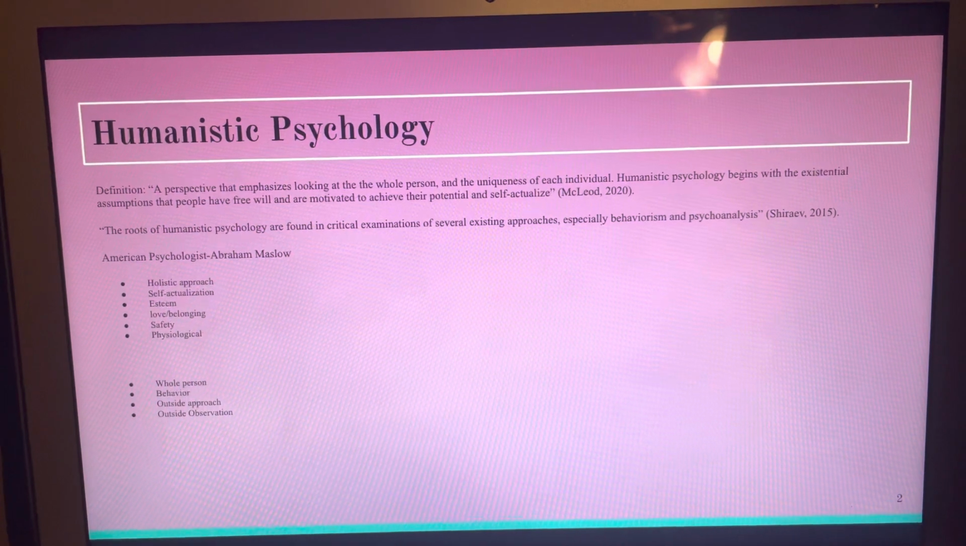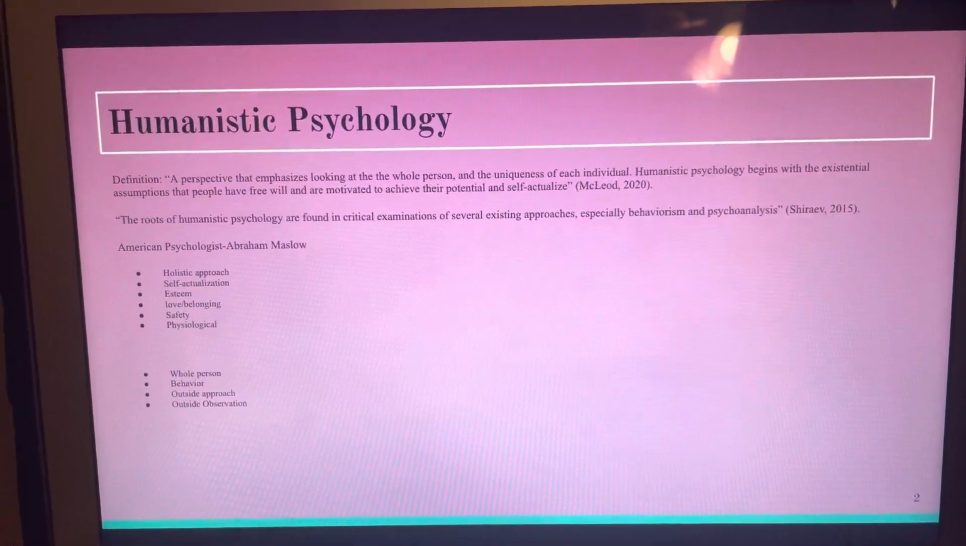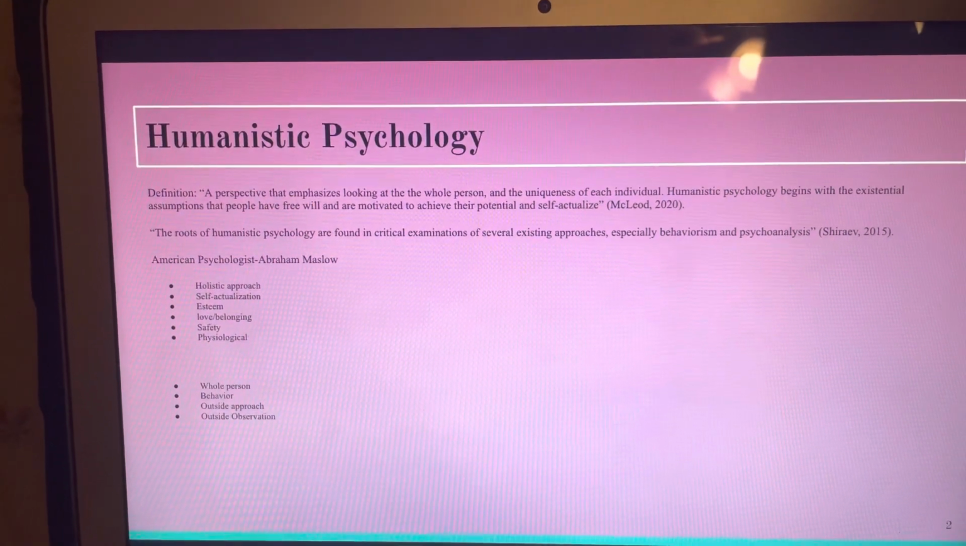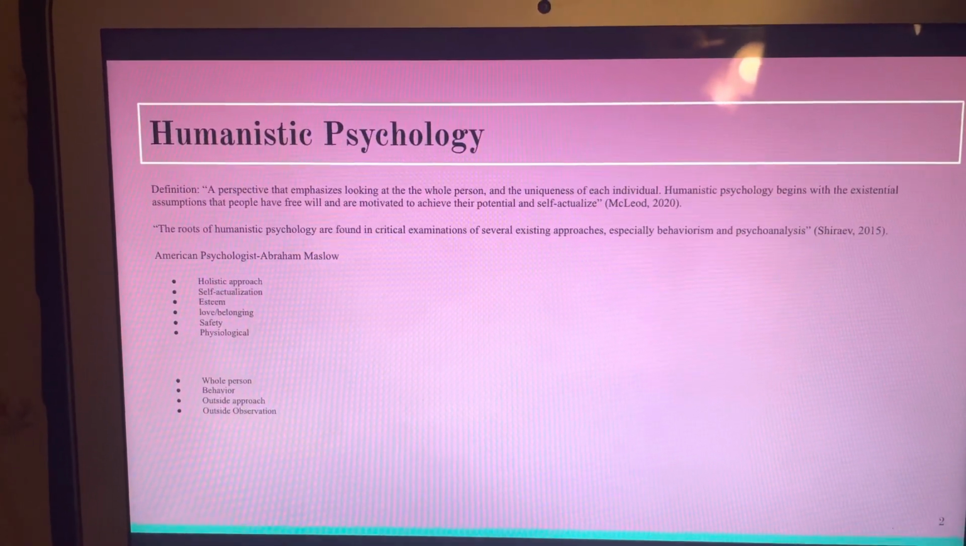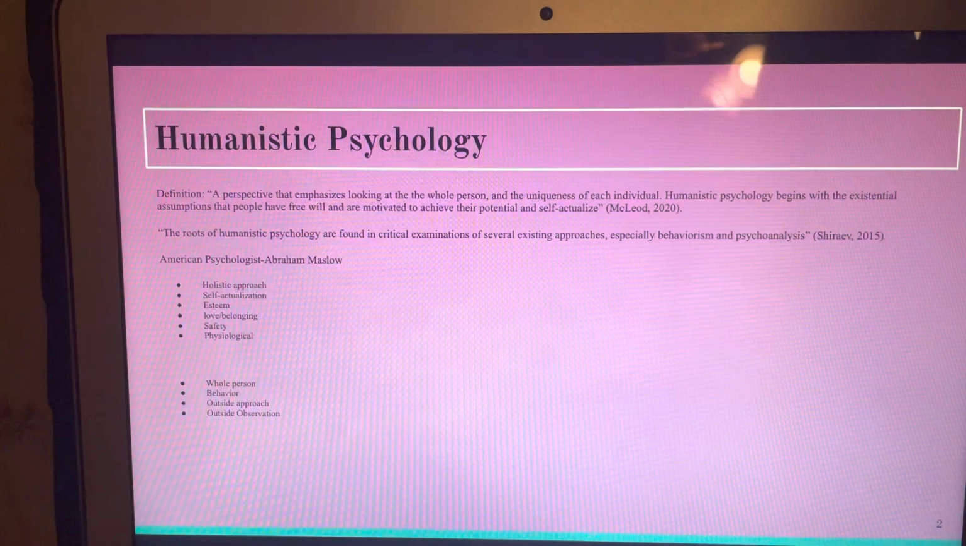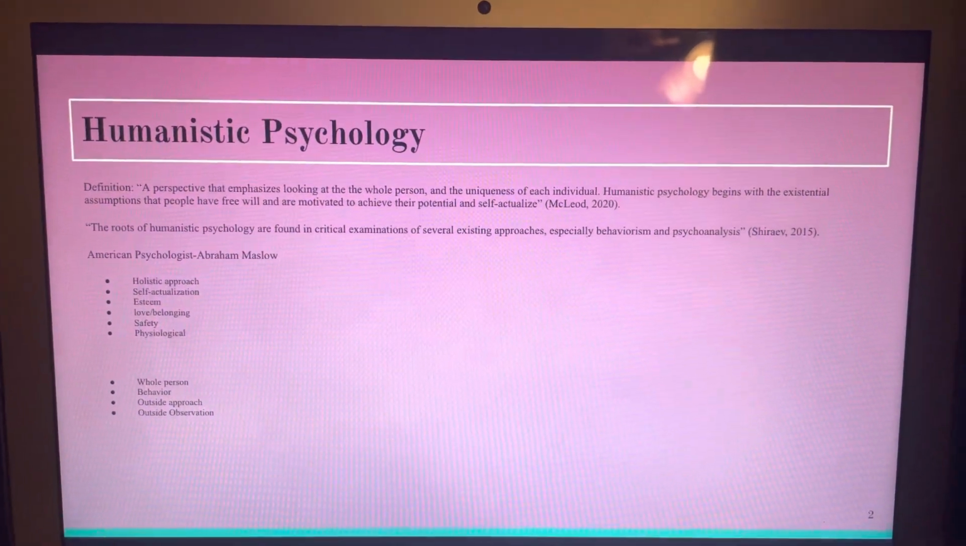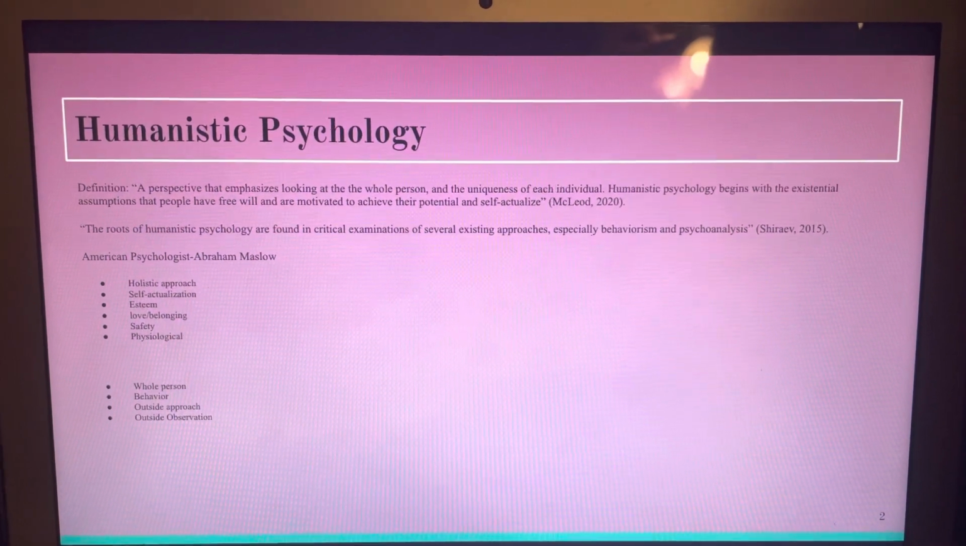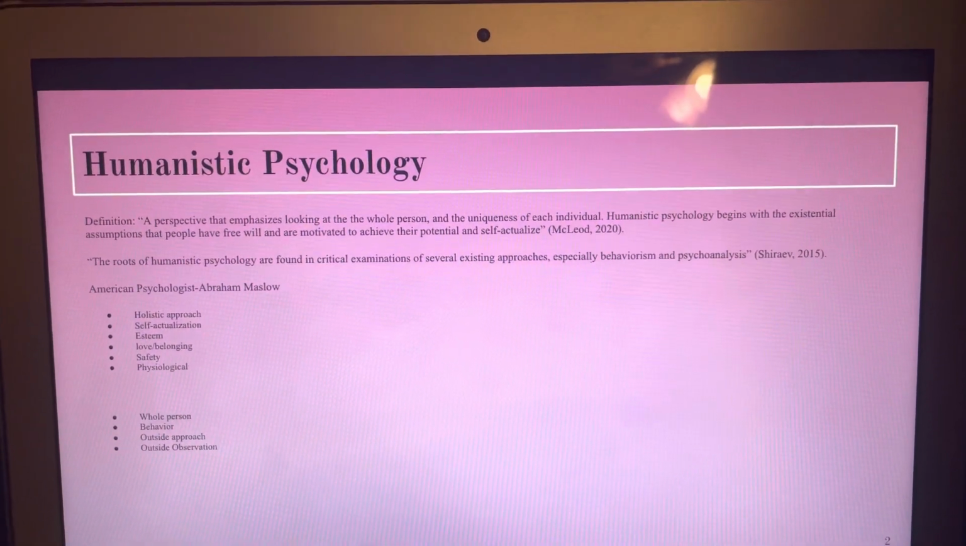American psychologist Abraham Maslow created a diagram including holistic approach, self-actualization, esteem, love and belonging, safety, and physiological that relates to humanistic psychology, as well as looking at the individual as a whole person and not just their cognitive processing, behavior, outside approach, and outside observation.